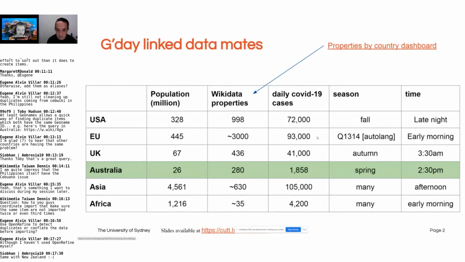So I also have a column here for Wikidata properties. You'll see why, but I'm especially interested in making sure we have lots of properties describing everything we do and outbound links to lots of databases all over the web. So Australia is doing well in the property stakes. You can see up the top here a property by country dashboard, which I'd encourage you to visit at some point.